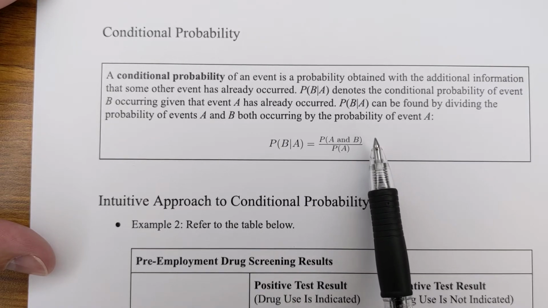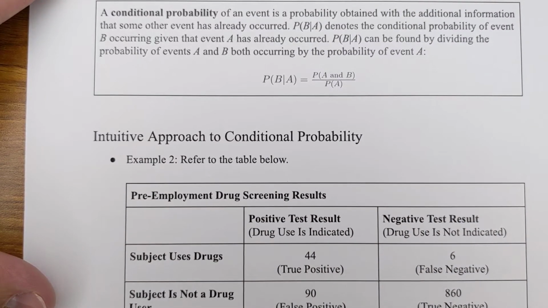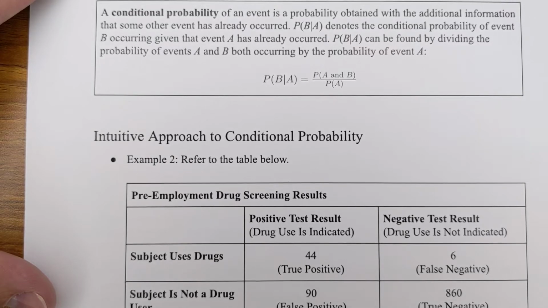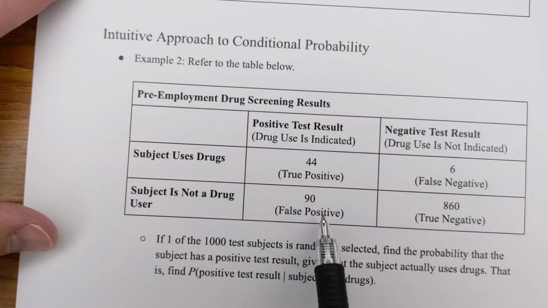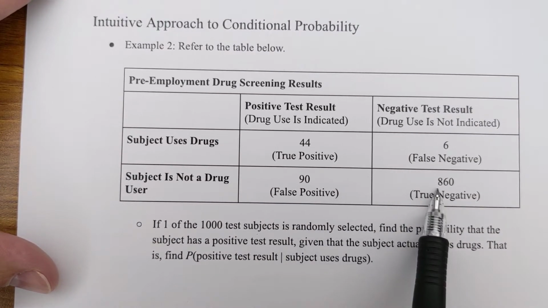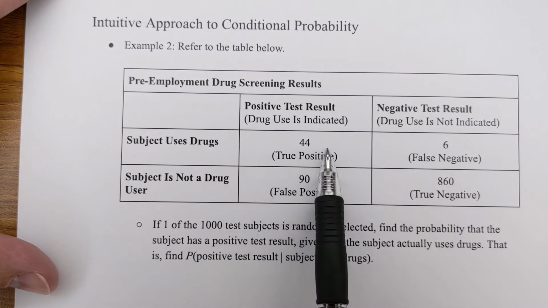There is a much more intuitive way, especially if you have the data, and that's where you ignore the parts that don't matter. So essentially, if you look down here at example 2, if one of the 1,000 test subjects is randomly selected, find the probability that the subject has a positive test result, given that the subject actually uses drugs. So since I know that the subject uses drugs, I can ignore these two values. They're not going to be included. I'm just looking at the top row, because I know that the subject uses drugs.